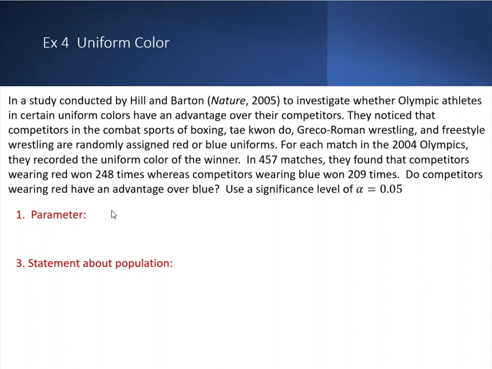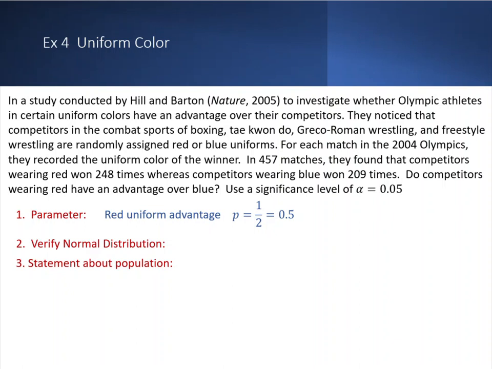So the first thing we need to look at is we always have to identify our parameter. We're going to verify the normal distribution, and then we're also going to make some statement about that population. So what's the parameter we're interested in here? The parameter that I'm looking at is a proportion. I want to know, does a red uniform competitor have an advantage?